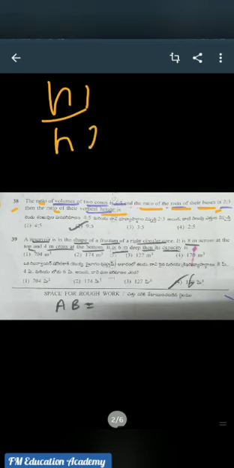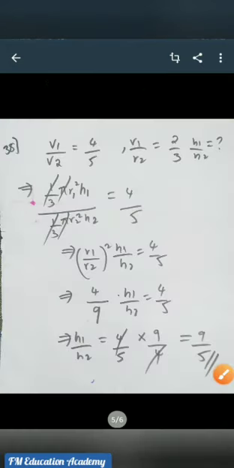38th question. The ratio of volumes of two cones is 4:5 and the ratio of the radii of the bases is 2:3. Then the ratio of the vertical heights is how much? Here we have to find the value of h1 by h2. R1 by R2 is given to us and V1 by V2 is given to us. Okay, for a cone, V1 by V2 is given as 4 by 5, R1 by R2 is given as 2 by 3, and H1 by H2 we have to find out.